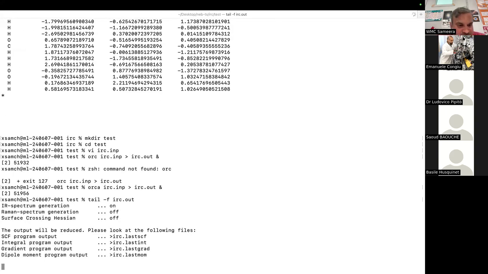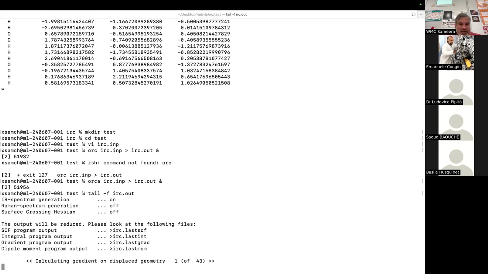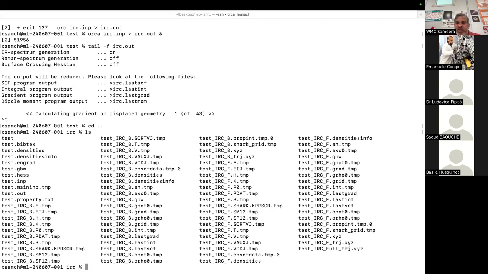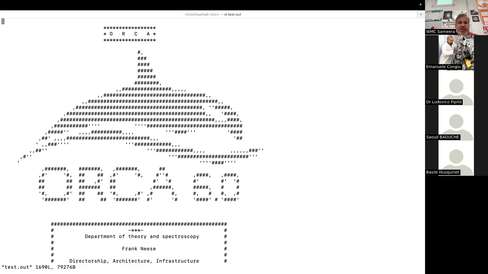So this calculation will also take maybe half an hour or 1 hour depending on your computer speed. So it also generates many output files, and I will tell you the most important information. Let's look at the IRC output. I have done this calculation yesterday, so you can see some important information.